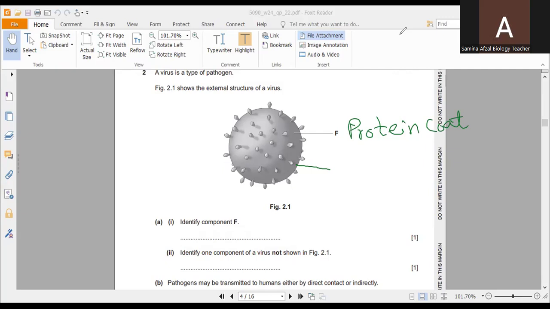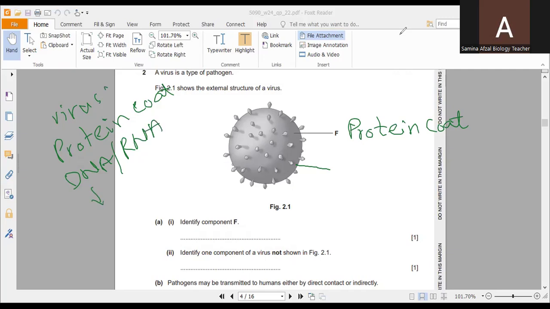You know, the viruses are the pathogens which cause different types of diseases, and these viruses are made up of protein coat, and DNA genetic material, or RNA. If they have double strand it means DNA, if they have single strand it means RNA. So identify component F. Component F, this is the protein coat, and these are the receptors.